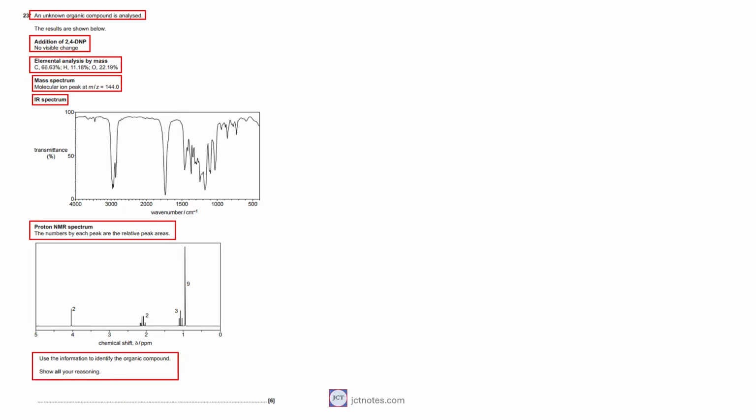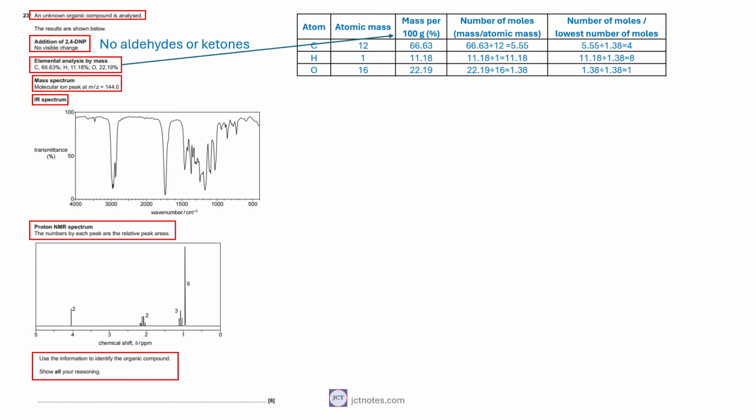These questions are like puzzles. We identify the different parts of the compound and then fit them together to determine the full molecule. As the addition of 2,4-dinitrophenol does not produce visible change, we can discard aldehydes and ketones, as their presence would produce an orange precipitate. From the elemental mass analysis, we can work out the empirical formula.